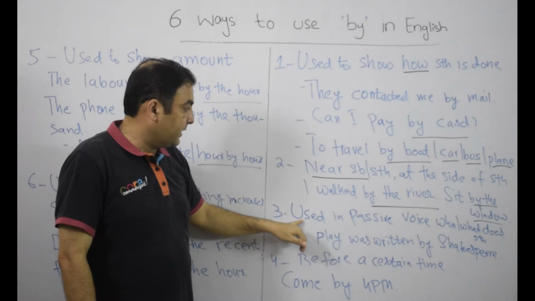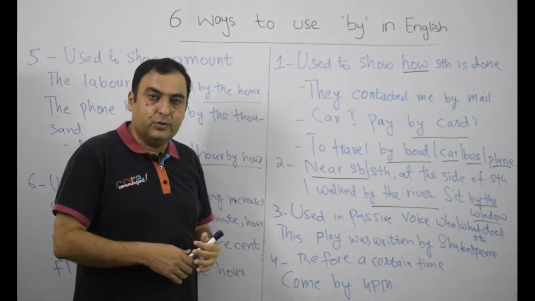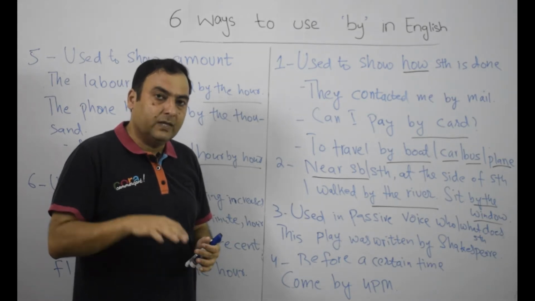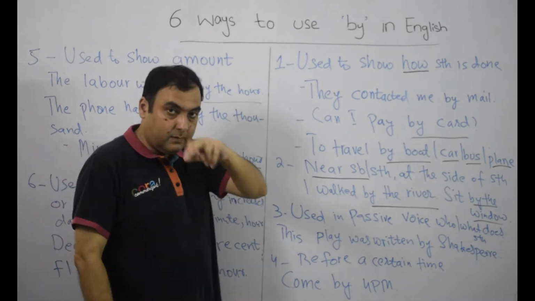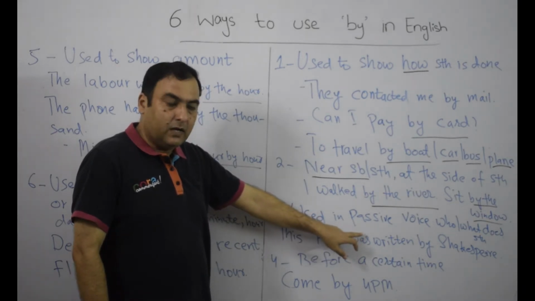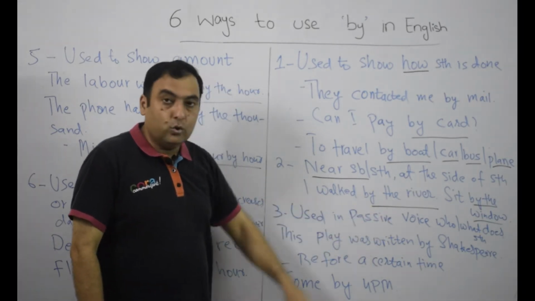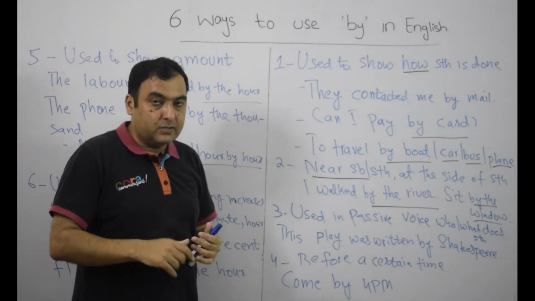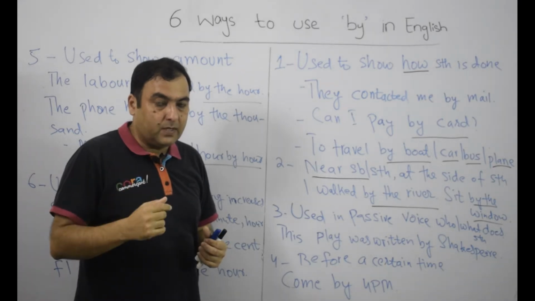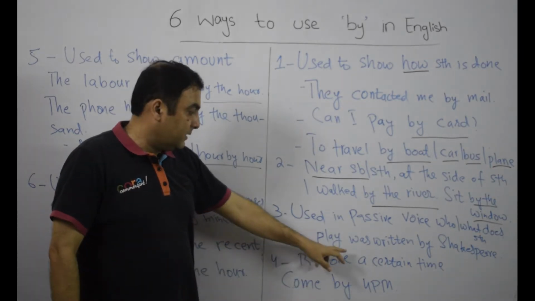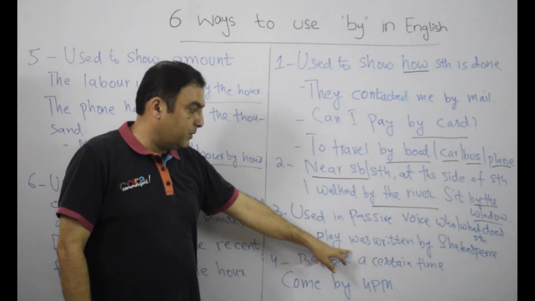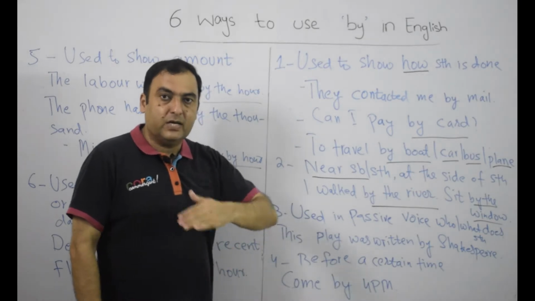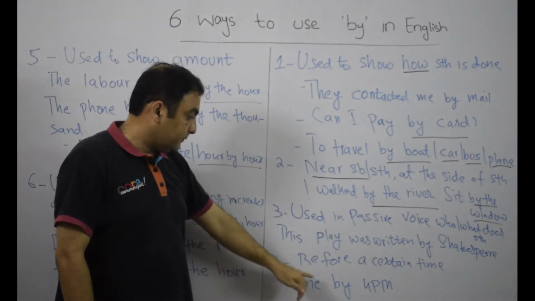Third usage, by is used in passive voice sentences. By in passive voice sentences shows who did something or who created something or who wrote something. So it tells us about the person or maybe a thing who does something. Here the example sentence is, the play was written by Shakespeare. So by is used to show who wrote the play.